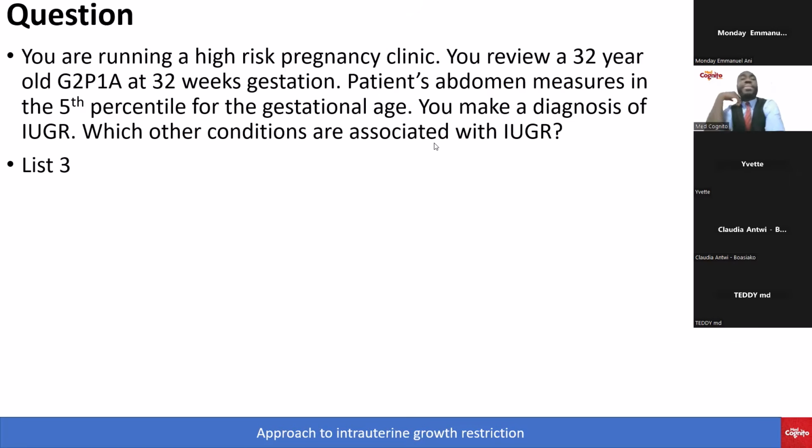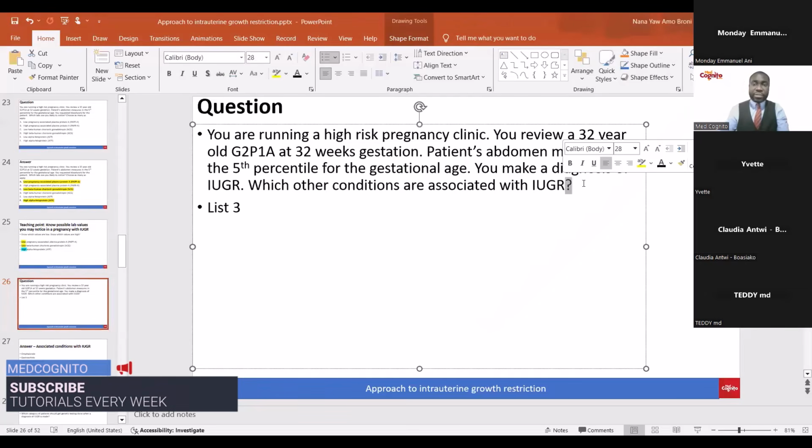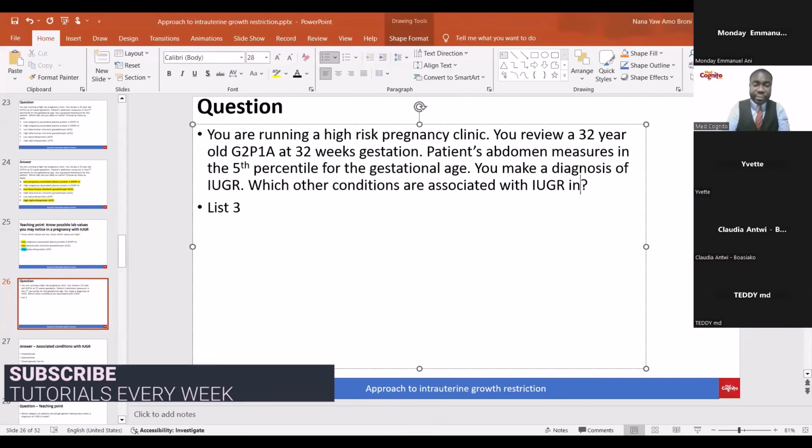Oh, maybe, sorry, wait. Maybe I've made a mistake. In order for you not to get confused, let me just state it this way. Let me just clarify the question, because I think I get where you're coming from. In the fetus, let me say in the fetus.